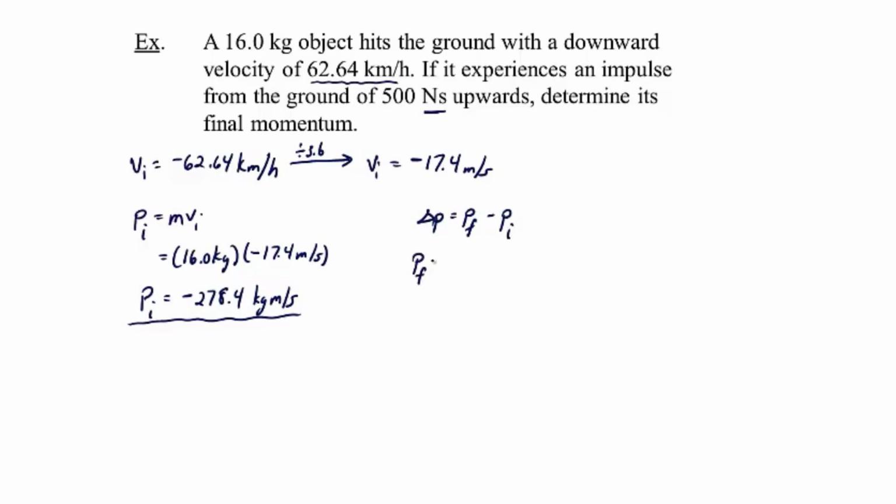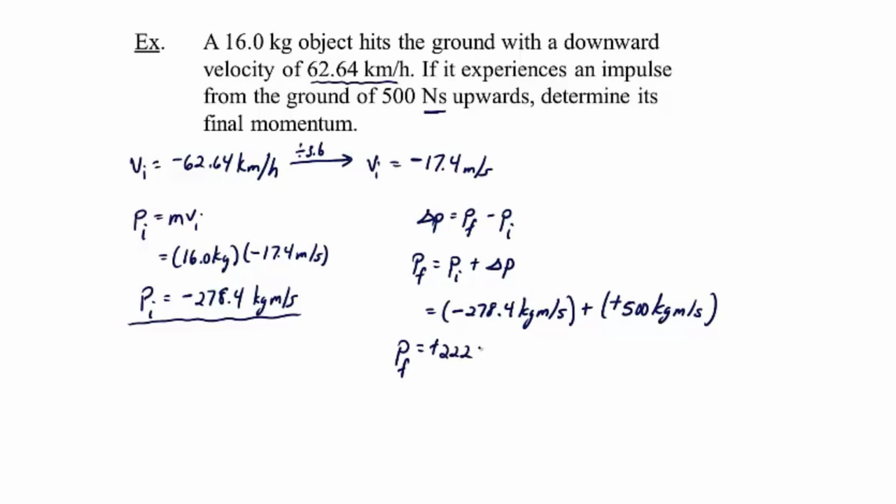To find the final momentum, it's the initial momentum plus the change. Initial momentum, negative 278.4 kilogram meters per second, down. The change in momentum is 500 newton seconds up. So we put positive 500, and we can write kilogram meters per second because it's interchangeable with newton seconds. So you get positive 222 kilogram meters per second, which would be 222 kilogram meters per second up.